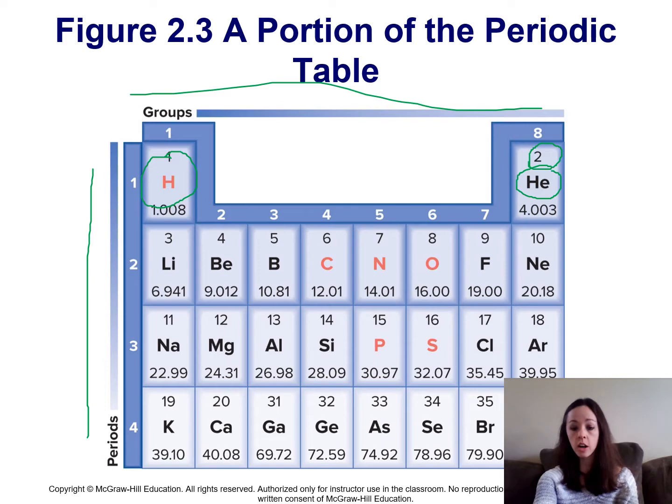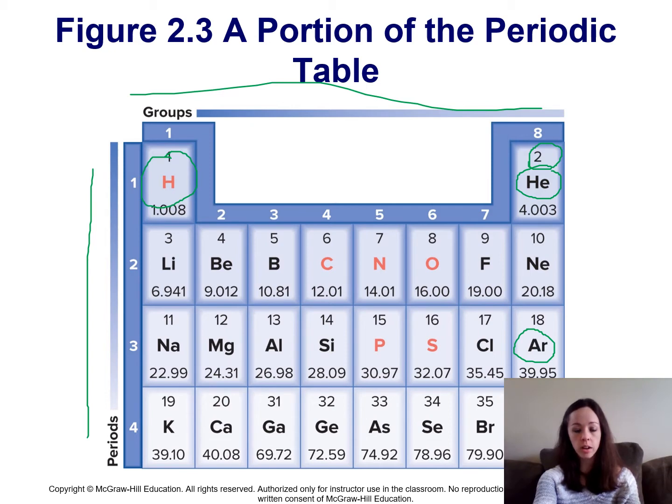See here, argon, on the other hand, is in period 3, and so it's going to have 3 electron shells, and it's in group 8. So again, this tells us that there's going to be 8 electrons in its outer shell. So it again is stable and will not be chemically active.